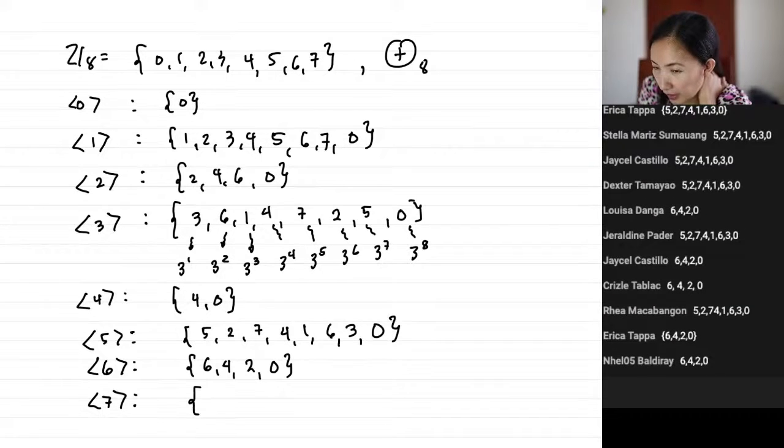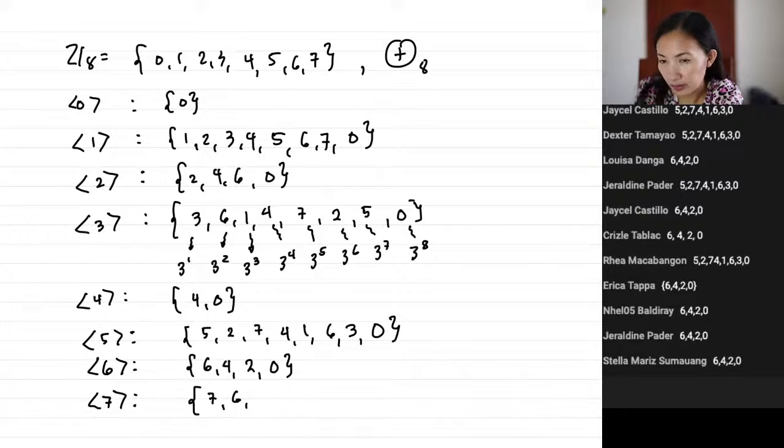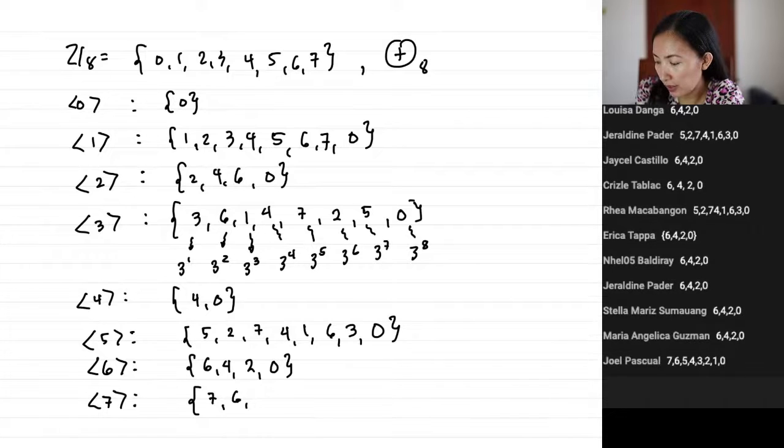For 7, we have 7. Is 7 a generator? 7 plus 7 is 14, diba? 14 modulo 8 is 6. 21 modulo 8 is 5. Then 4, 3, 2, 1, and 0. Okay?